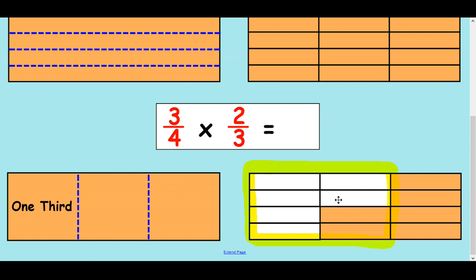Now what have I got? Well, I've got 1, 2, 3, 4, 5, 6. 6 white bits out of a total of 1, 2, 3, 4, 5, 6, 7, 8, 9, 10, 11, 12. I've got 6 out of 12. Now you could simplify that to a half, couldn't you? Because if you've got this white bit here, 6, and then you've got another 6 on the other side of the brown bits, that's half, isn't it? So this worked with even a more complex example, top times top and bottom times bottom.